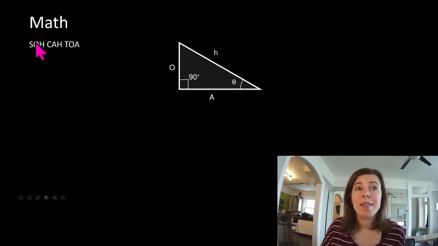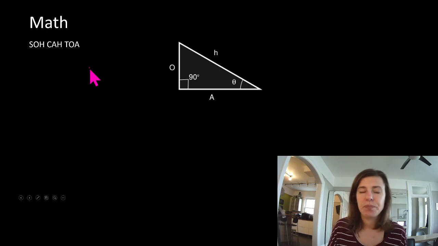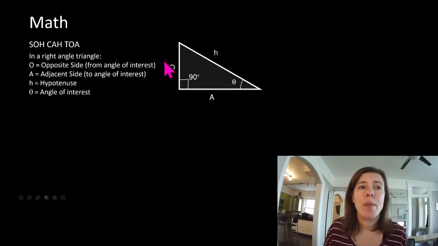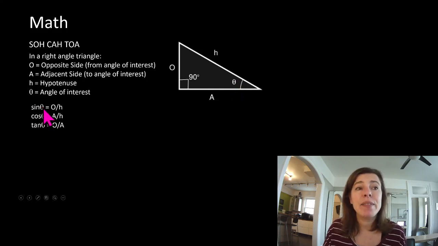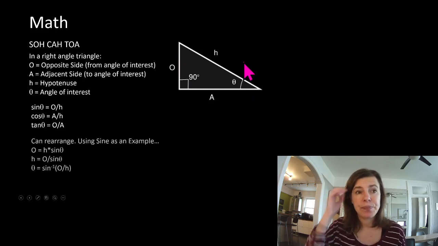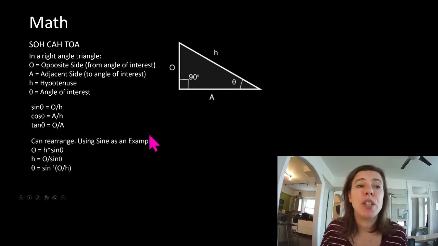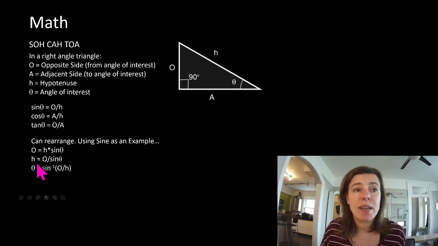SOH CAH TOA, or the sine cosine tangent rule. In a right angle, opposite, adjacent, hypotenuse, angle of interest, the sine of the angle equals the opposite side divided by the hypotenuse. The cosine of the angle equals the adjacent side divided by the hypotenuse. And the tangent of the angle equals opposite over adjacent. This is really handy. If we know one side and an angle, we can figure out the other two sides. We can rearrange this to find out what the angle is if we want.